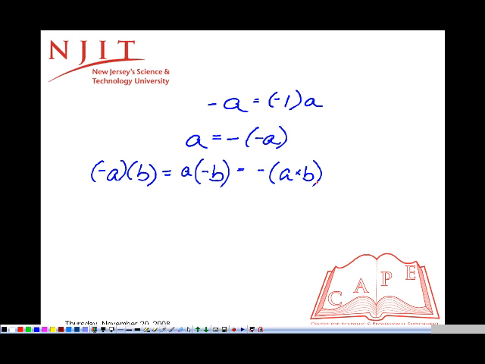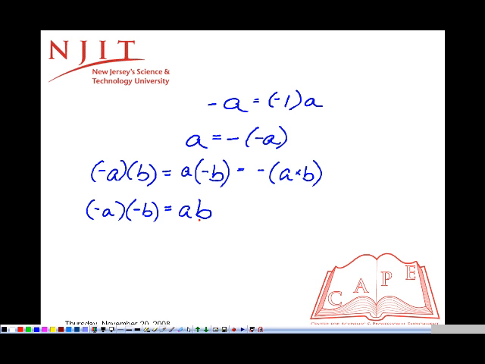Now, if you want to work with just positive variables, again, you could take the negative out completely and do a double negative. So, say if you had two negative variables, a negative a times a negative b. Again, double negative. Two negatives make a positive, so this is also the same as saying positive a times a positive b.